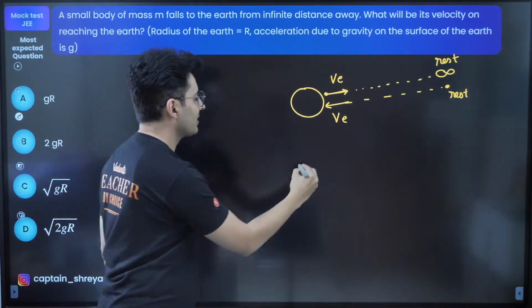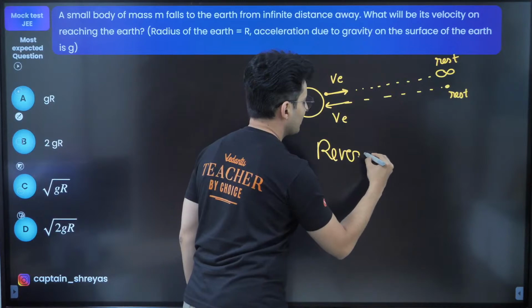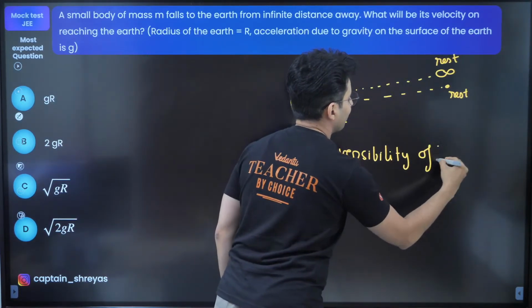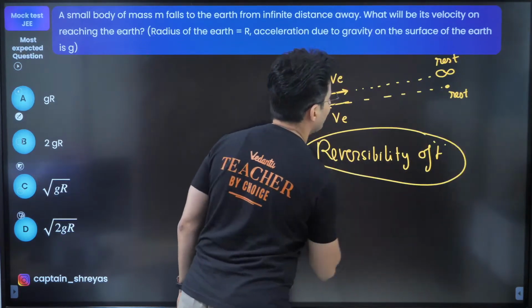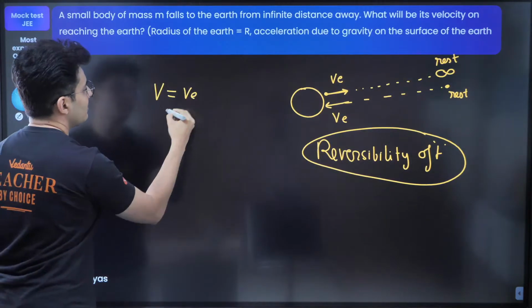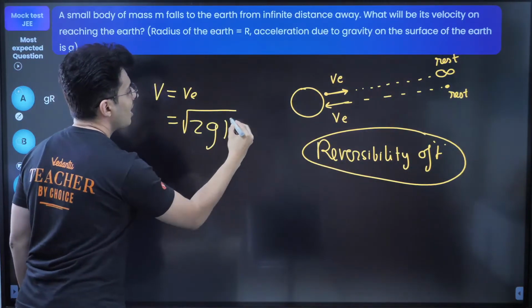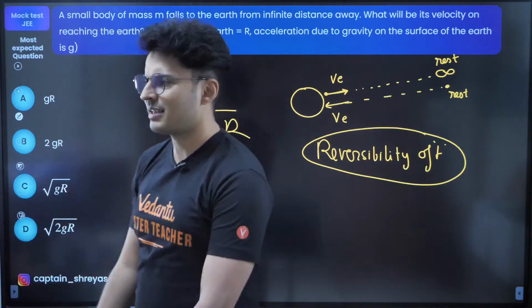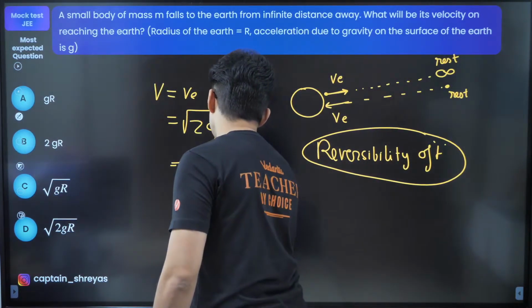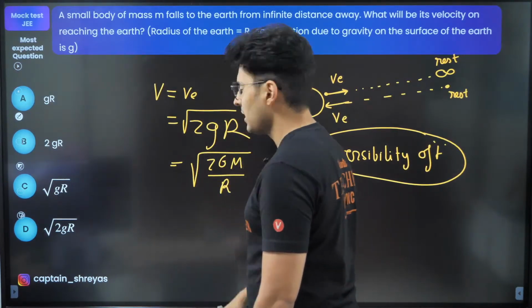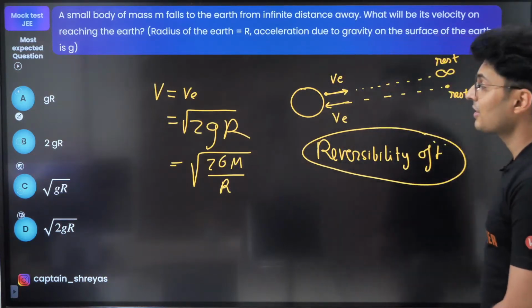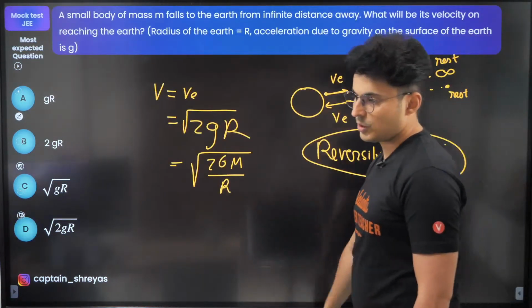It's just reversibility of time. That's what I have used over here. Very important concept. Hence, the speed will be nothing but escape speed, which is root of 2gr. That's a standard formula for escape velocity. You can also write it as root of 2GM by r, right? That's the other way, but this is not small g, this is the universal gravitational constant. Okay, yes, option D it is.